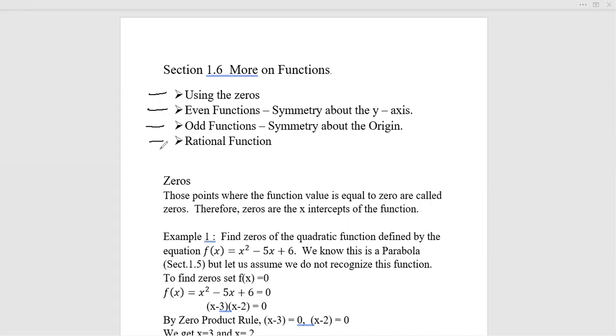Okay. Zeros. What are zeros? In simple terms, zeros are x-intercepts, right? Where the function crosses the x-axis.